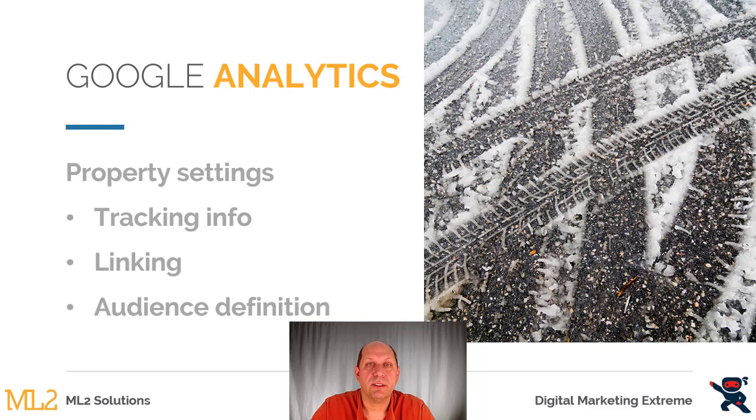Another part of your Google Analytics account that you would want to configure is called the property settings. These include the tracking information you'll use to hook it up, whether you want your account linked to other things such as Google Ads or Google Search Console, and defining audiences based on your Google Analytics account. All of these can be handled within the property settings.